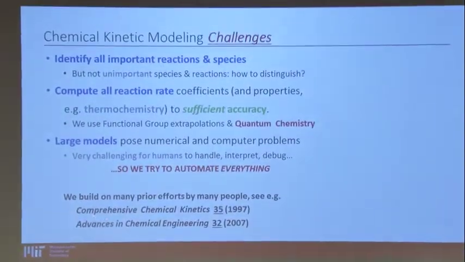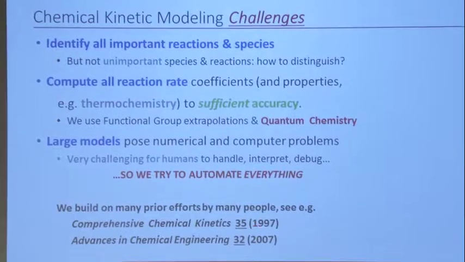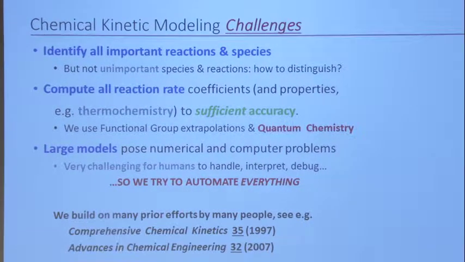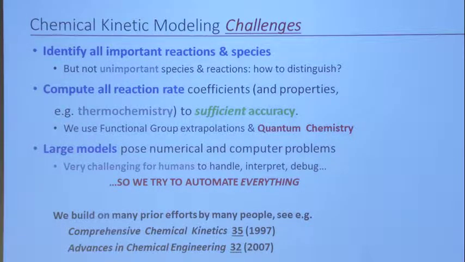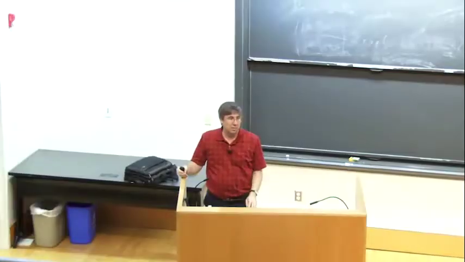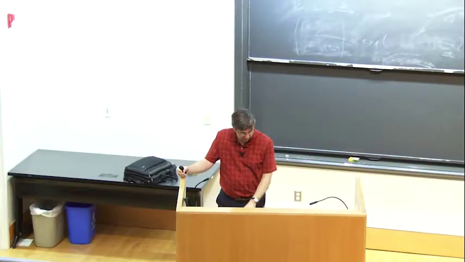Now, a lot of people have worked on this problem for a really long time, and there's a really nice volume of Comprehensive Chemical Kinetics, 1997. It's all about this problem of how to predict things. And also Advances in Chemical Engineering, 2007, all about how to build the models. So what I'm going to show you today is mostly work that my group has done, but actually we're all part of a much bigger effort by the worldwide chemistry community to try to do this.